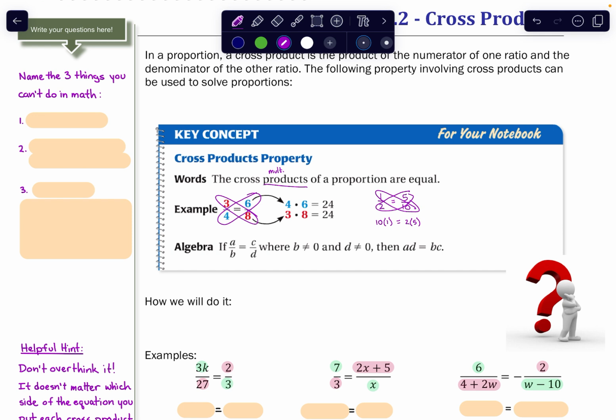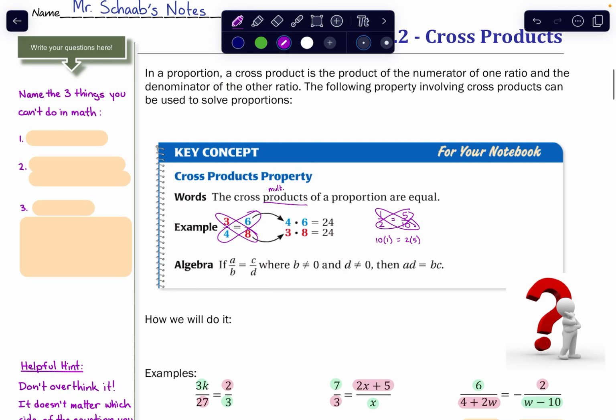Ask yourself those questions. Do I have to distribute? Do I have to combine like terms on one side or the other? Do I have variables on both sides? And then once you take care of those 3 steps, you've got a 2-step equation, and you guys are pros at that. So let's take a look.